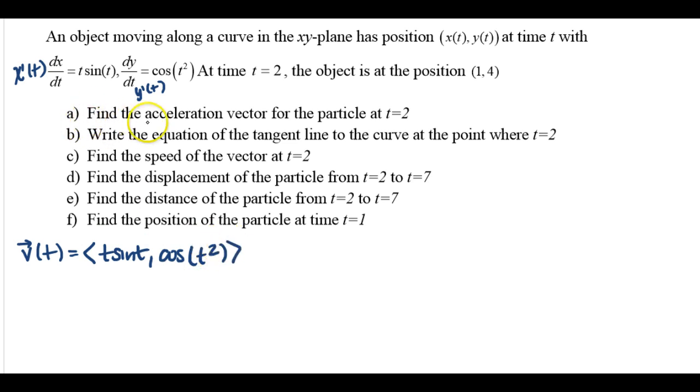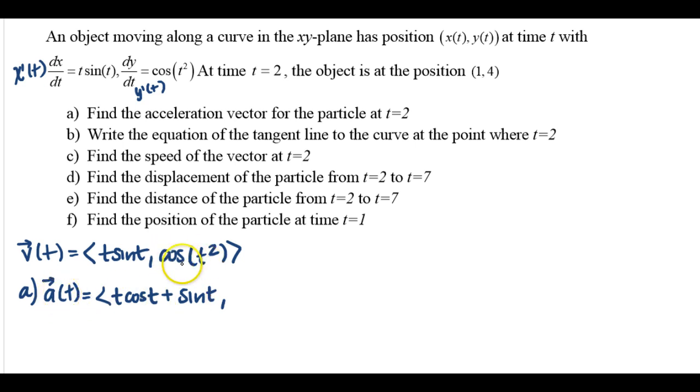So for part A, if I want to find the acceleration vector for the particle at 2, that means I have to take the derivative of each piece independently just once more to get to acceleration. So for the first part, I do need to apply the product rule. So it's going to be the first times the derivative of the second plus the second function times the derivative of the first. So there's my horizontal component for my acceleration vector.